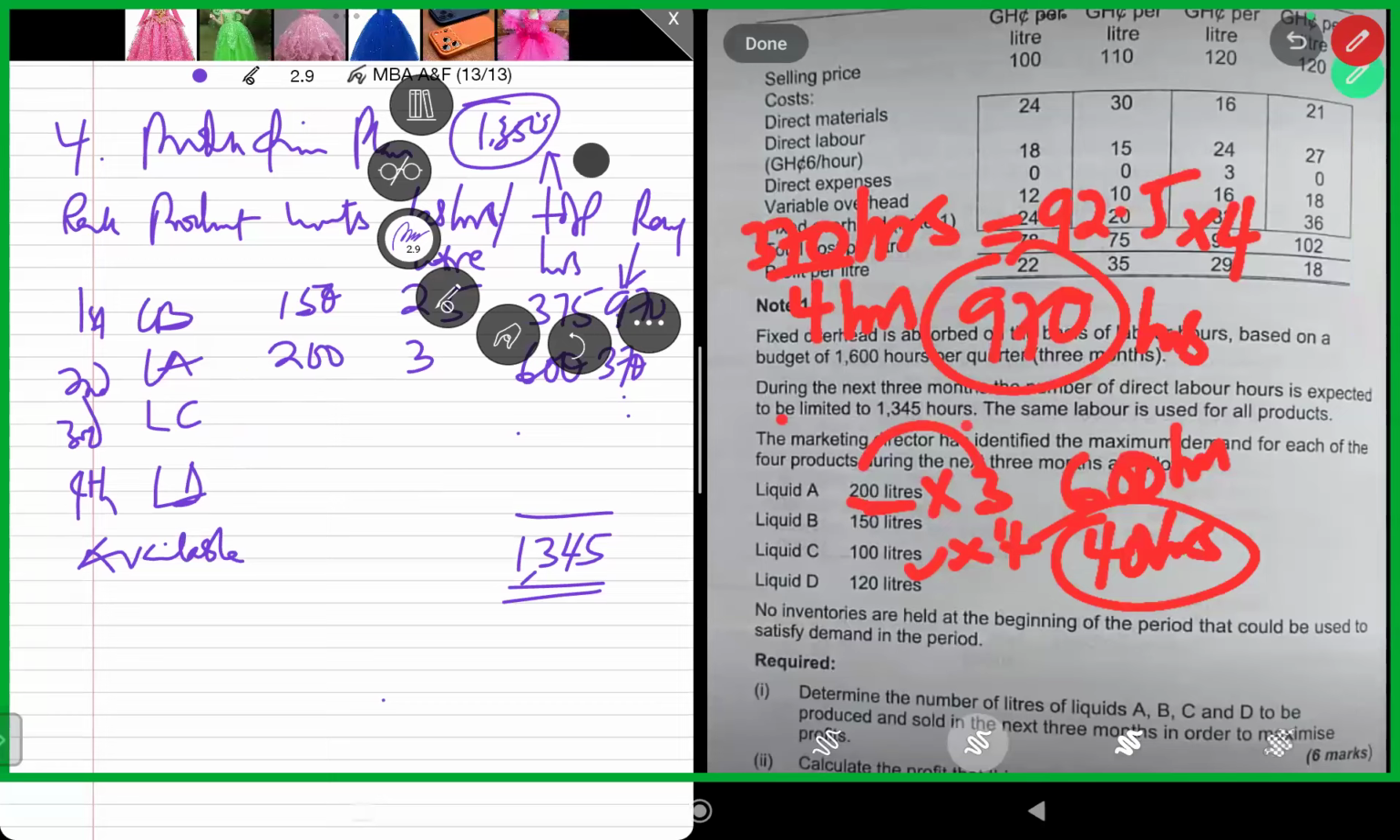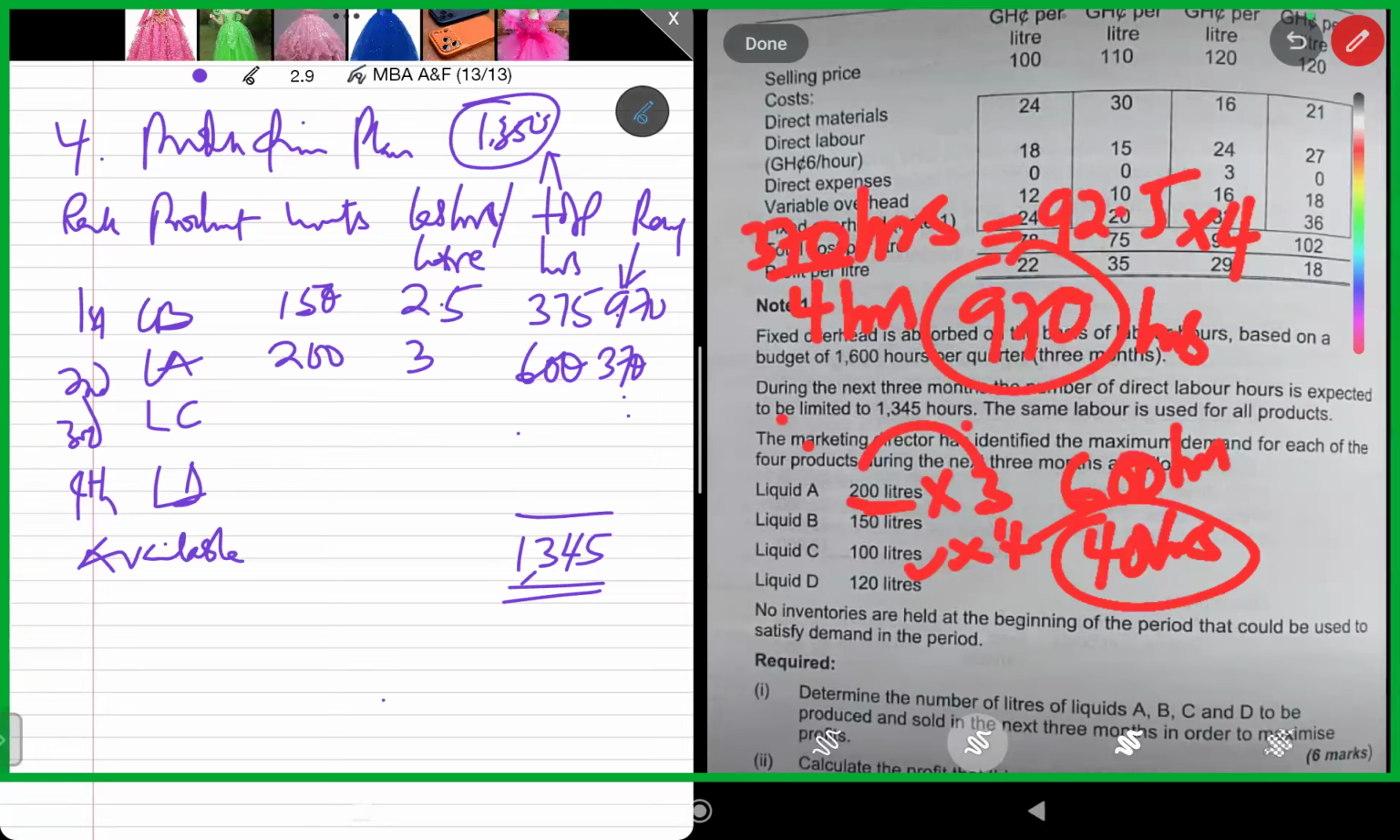From what we did here, 100 times 4 will give us 400 hours. Meaning we cannot produce all of the 100 liters because the remaining hours left is 370. But we need 400 hours to produce all the 100. That's the third on the rank, so we cannot produce all. Therefore, let's write the remaining hours here, which is 370. Then how many labor hours are needed to produce 1 liter of liquid C? It's 4. So 370 divided by the 4 will give us what? 92.5.